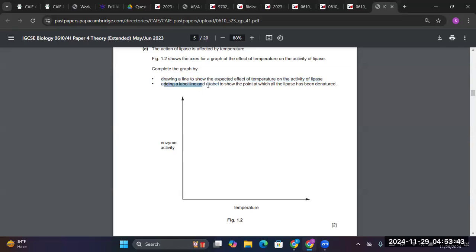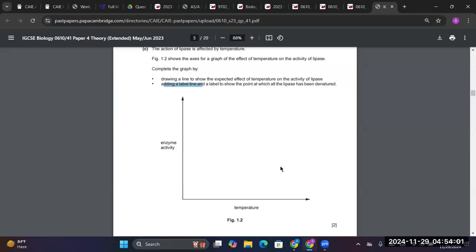Add a label line and a label to show the point at which all the lipase has been denatured. So at whichever point you feel like all the lipase has been denatured, just mark that point and label it "lipase denatured." Okay. So you have to draw the graph exactly like I drew for you in the class.